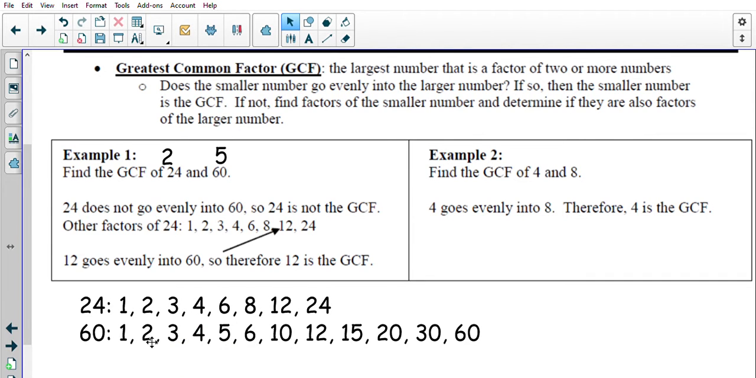You do also have the option of listing all of the factors of both numbers, and then just finding the largest number that's on both lists. And that happens to be, I'll highlight it in yellow, 12. That's on both lists here.